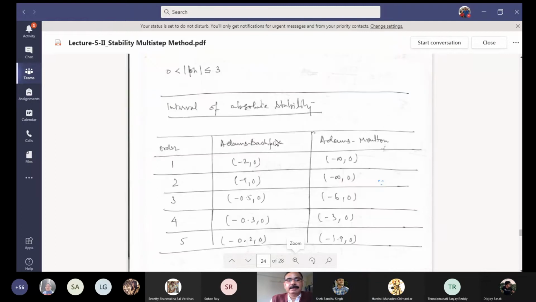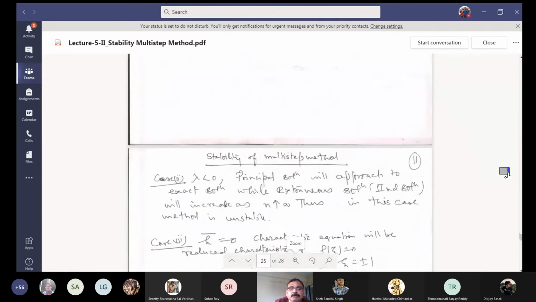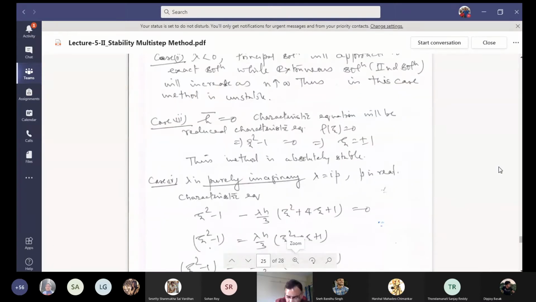And then you can see the Adams-Bashforth method and the Adams-Moulton method. I think this table is given in your book, showing the range for their absolute stability. Let us see further now. So now you understood how to apply it once lambda is pure imaginary, how you can tackle the stability part, how you can get the region for the stability, right? Yes, sir. Okay.